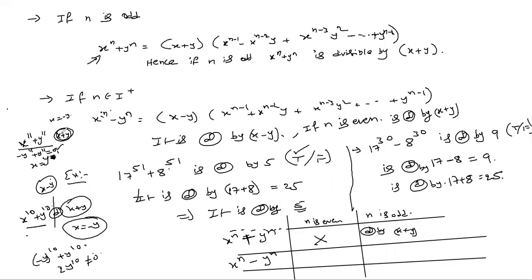y. Is it divisible by x minus y? We have to substitute x equals to y. So 2 times y power 11 you will get. No, not divisible by. Nothing can be said in that situation. So only this can be written.